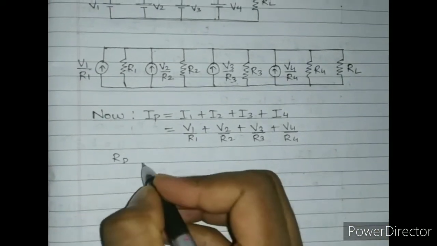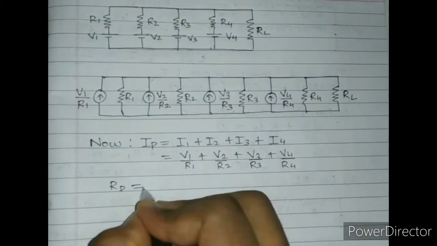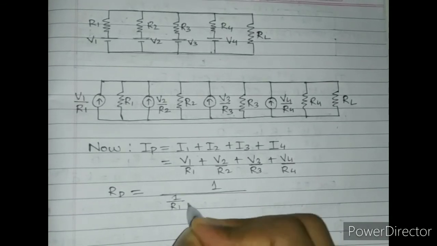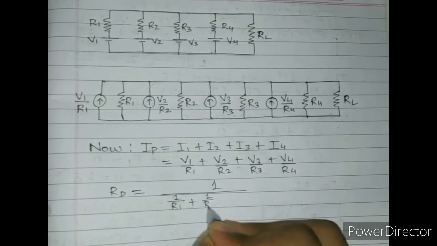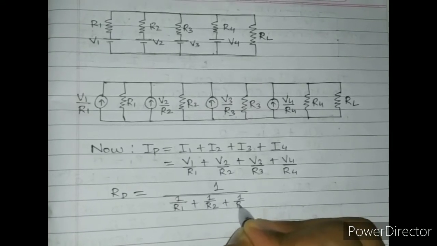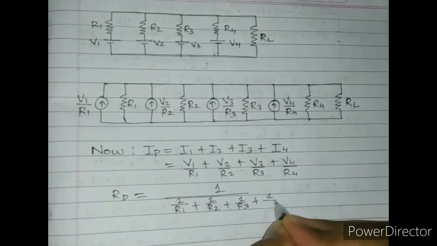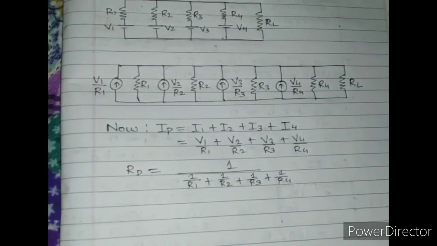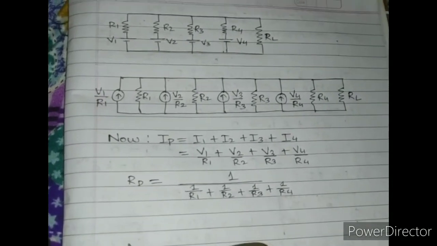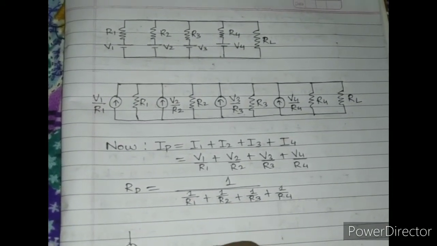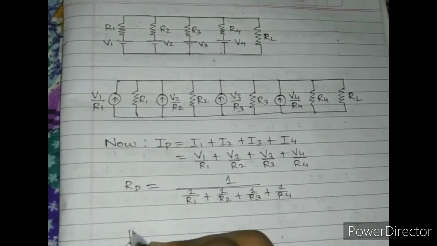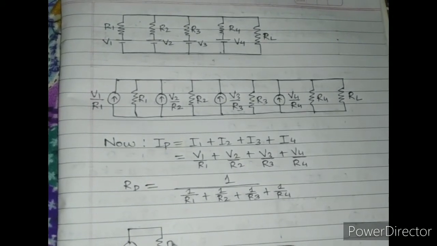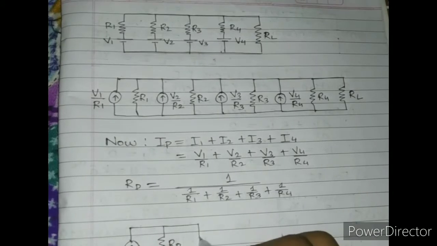Now Rp is the parallel equivalent of all the resistors. That is, Rp is equal to 1 divided by 1 upon R1 plus 1 upon R2 plus 1 upon R3 plus 1 upon R4. So the given circuit is modified into a current source IP in parallel with the resistance Rp in parallel with the load resistance RL.